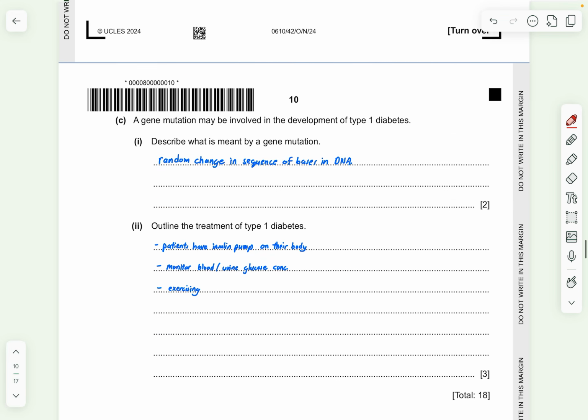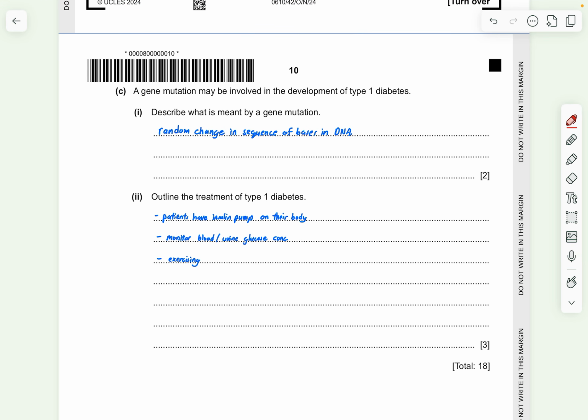That's it. So part C, a gene mutation may be involved in the development of type 1 diabetes. Describe what is meant by a gene mutation. Every time a definition question is asked, it's always asking you to define, so you have to define this properly, word by word. So: random changes in the sequence of bases in DNA. That's it. Simple as that.